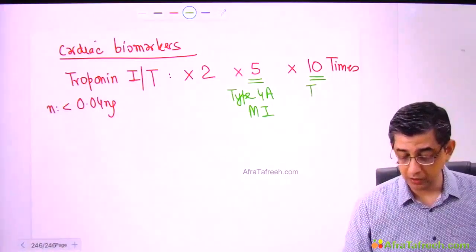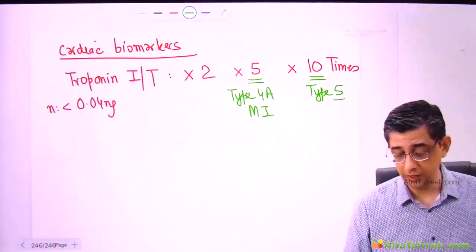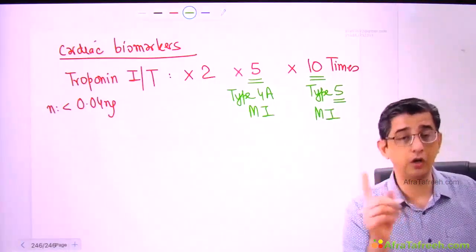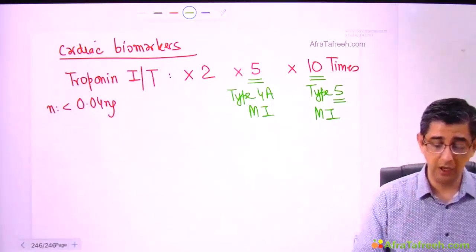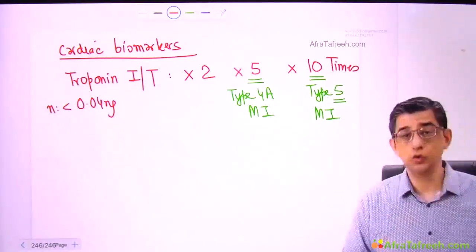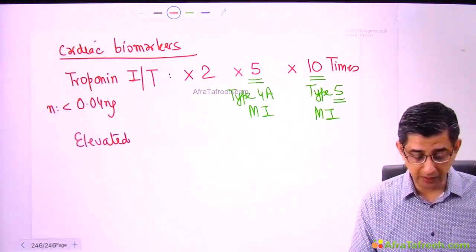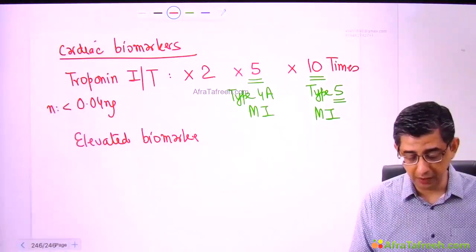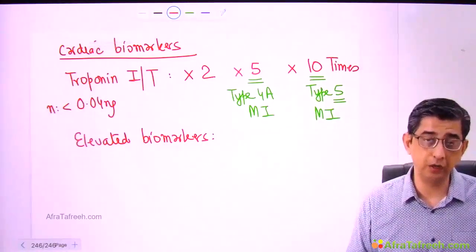In contrast, if he puts up a question, and I'll give an explanation for this also subsequently, about type 5 myocardial infarction, this occurs during coronary artery bypass grafting. Up to 10 times elevation can definitely be present. So if you read a multiple choice question that begins with the examiner himself saying that a person having chest pain at rest is having elevated biomarkers, your job is done. It means that he's talking about myocardial infarction.